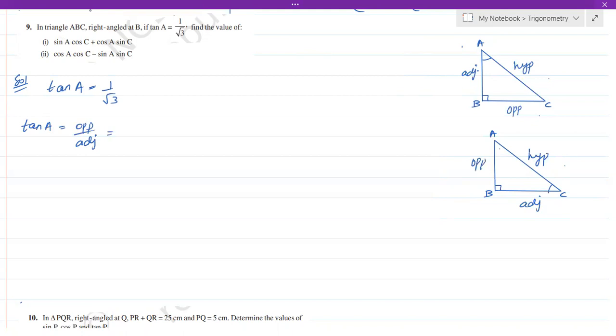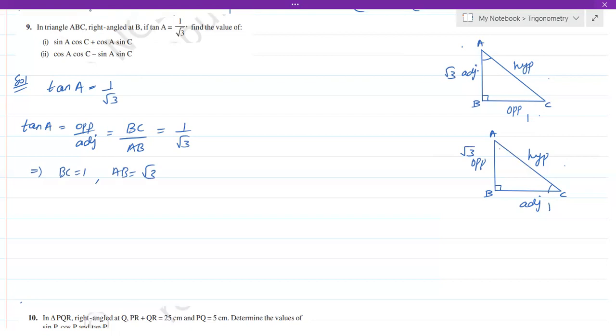So which is the opposite in the first figure? BC. Which is the adjacent? AB. And in the question they've given it as 1 by root 3. Therefore, BC will become 1 and AB will become root 3. Remember, this value doesn't change. BC is 1 itself, AB is root 3 itself. Even here, BC is 1 itself and AB is root 3 itself. The values don't change, okay? Only the names are changing, opposite and adjacent.